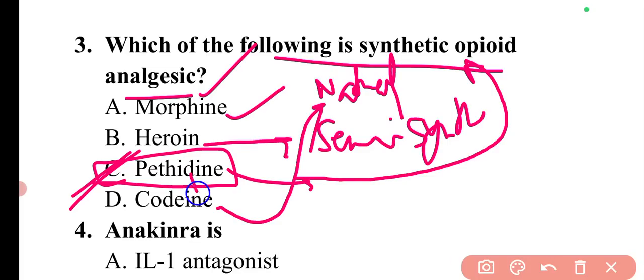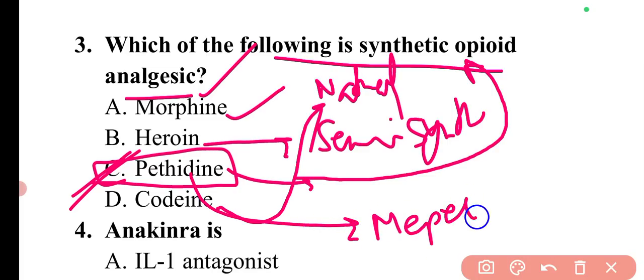Then there is another name for pethidine. Pethidine is also known as meperidine. So this alternative name can be given as an option. These are the synthetic opioid analgesics.